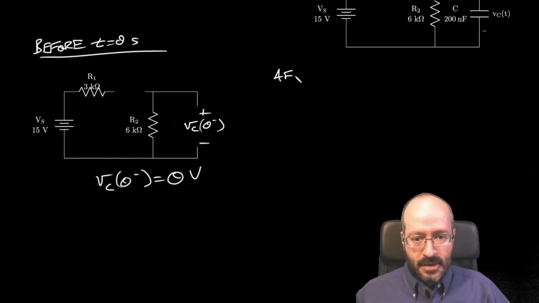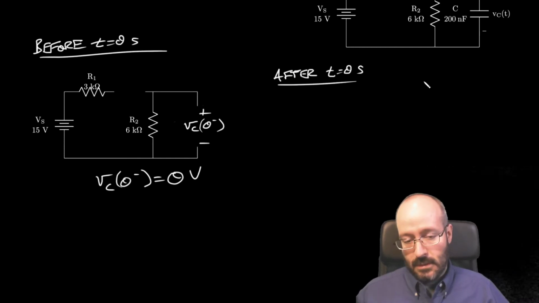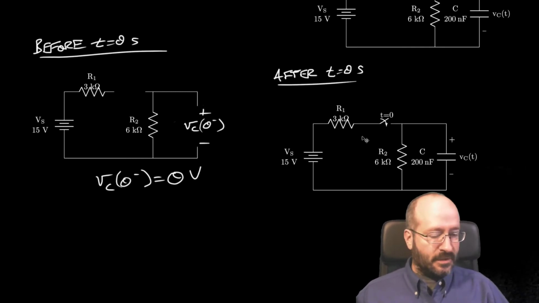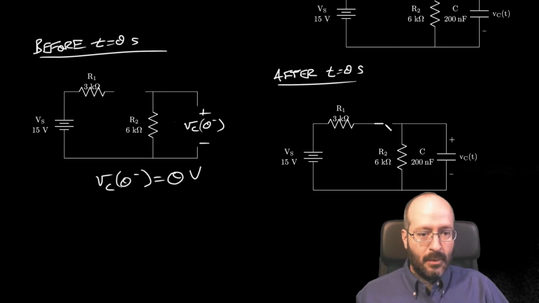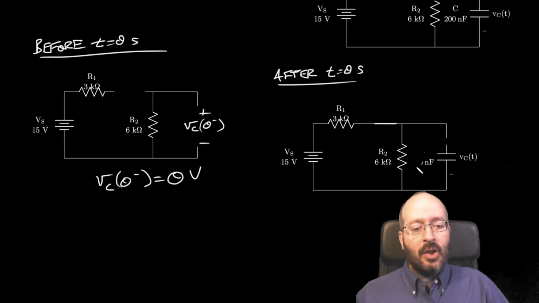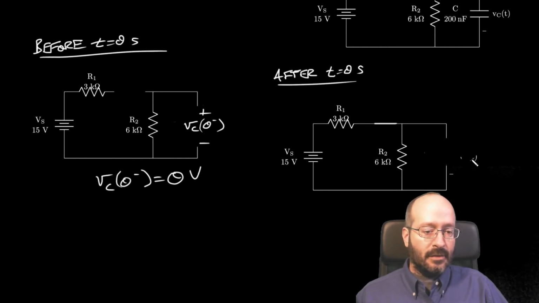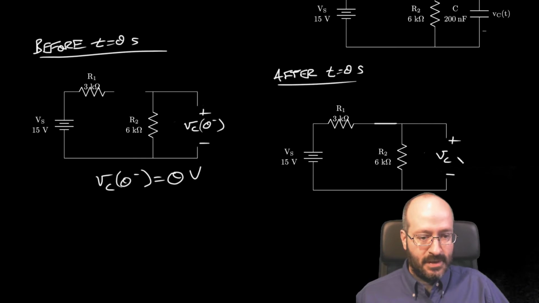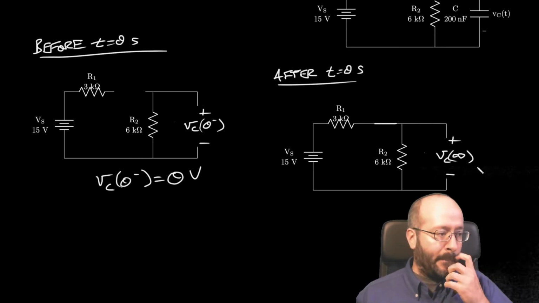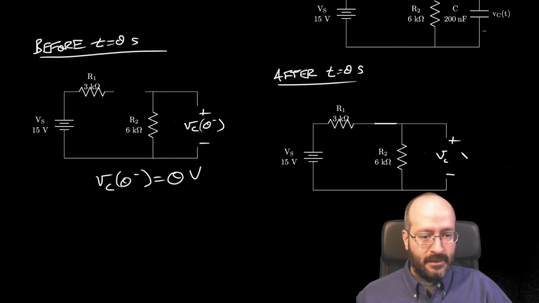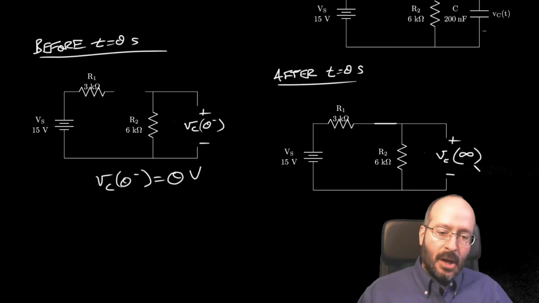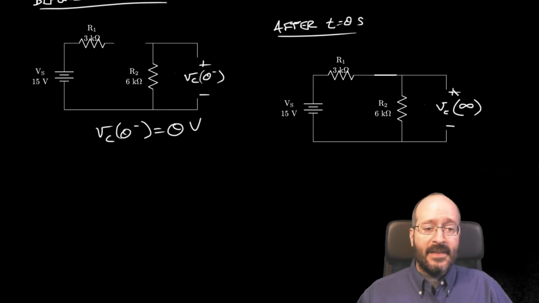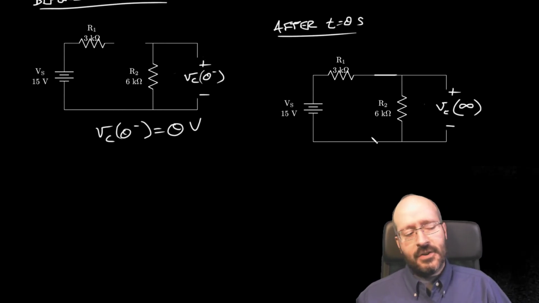Okay, after t equals 0, here we go, the switch is closed. And we're going to leave it closed for a very long time, long enough that the capacitor once again looks like an open. Okay, and we're interested in that voltage, and that's going to be the voltage at t equals infinity. I can do that cleaner. The voltage at t equals infinity. That's slightly better. Okay. Now, we've got to find that voltage, and it's effectively the voltage across R2 here.